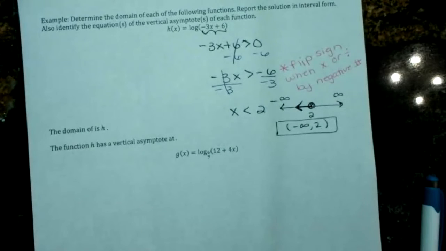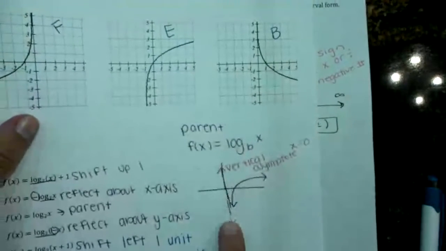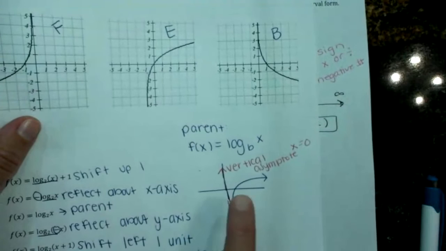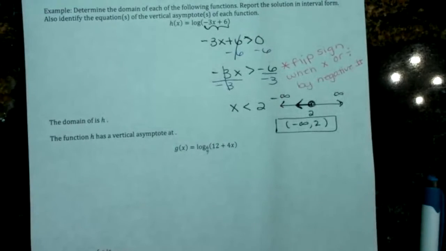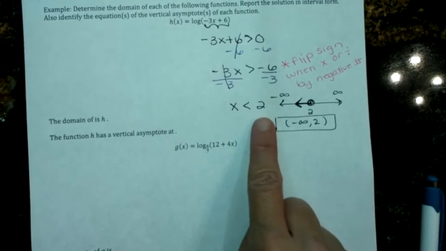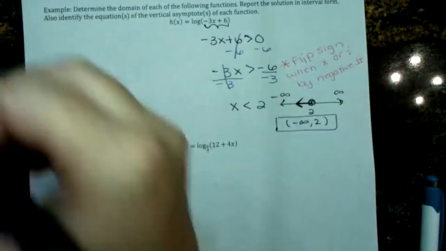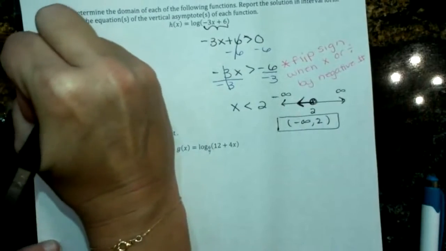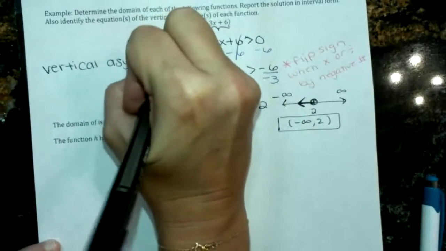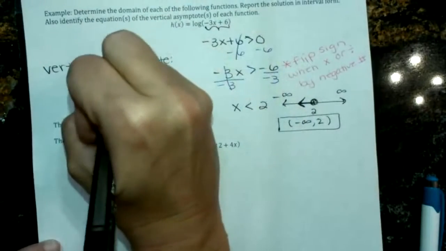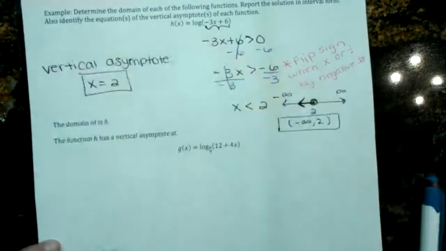All right, last thing, also identify the vertical asymptote. Going back to our parent function, our vertical asymptote was at 0. Remember, we're getting close to 0, but not touching it, so x equals 0. So in this case, our vertical asymptote is going to be at 2. It's going to get super, super close to 2, but not touch it. So our vertical asymptote, it's always the number here, is going to be the equation x equals positive 2.